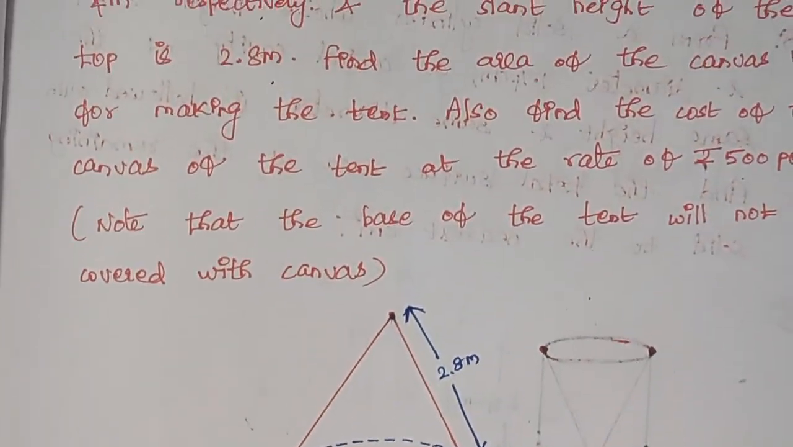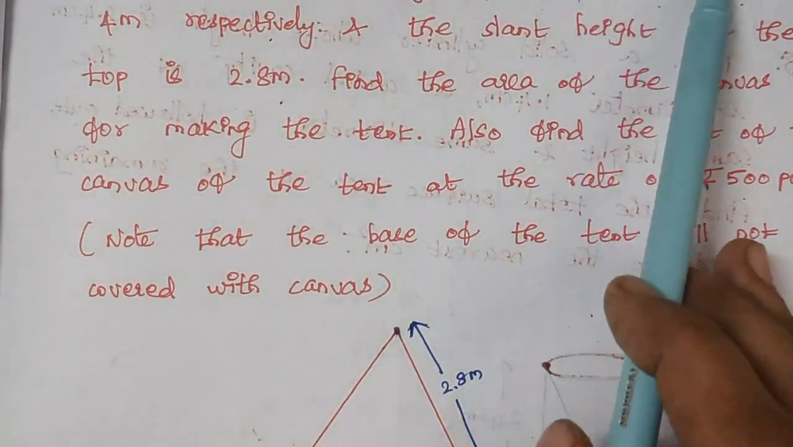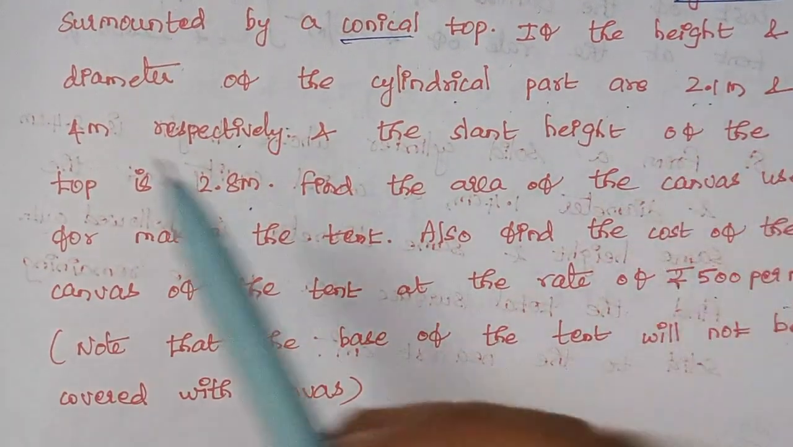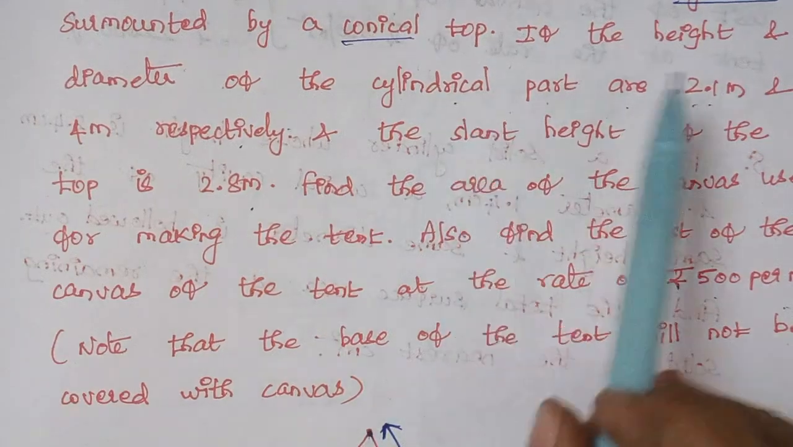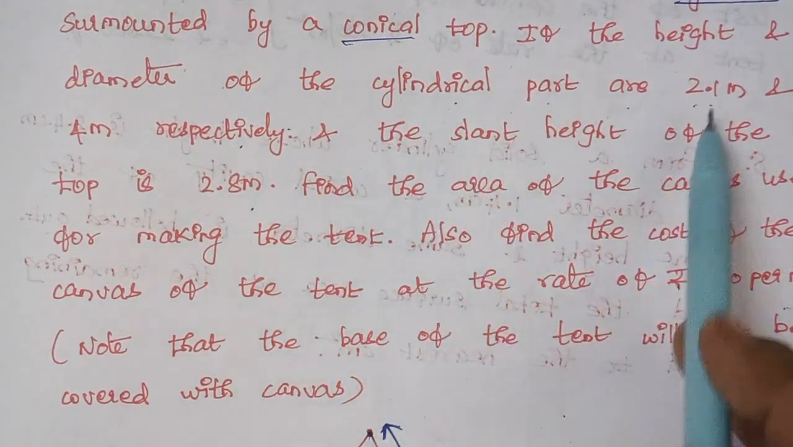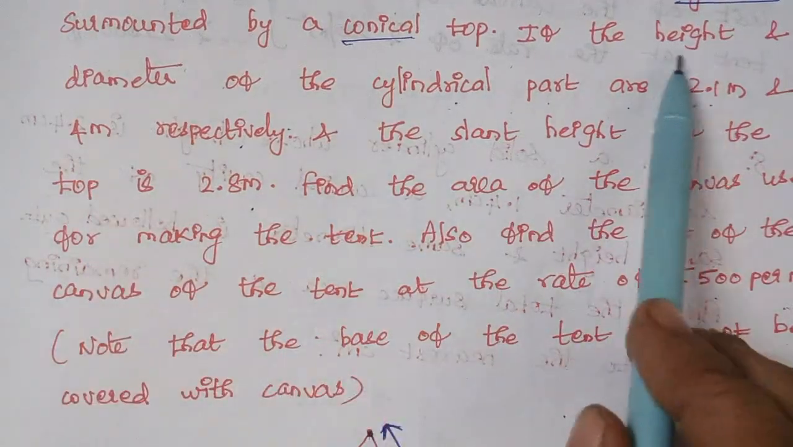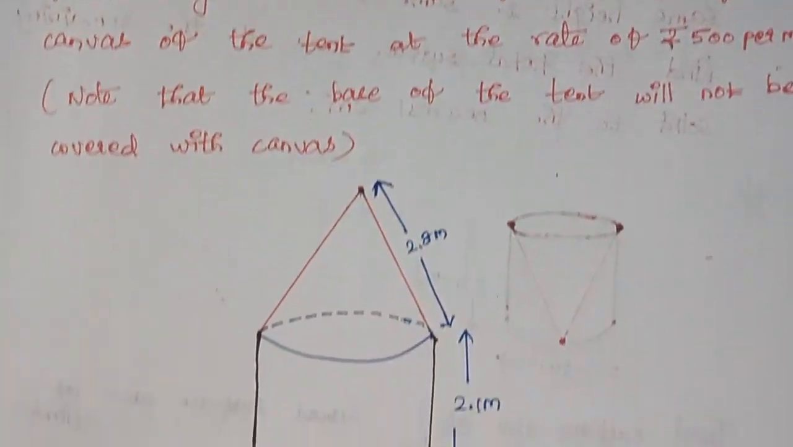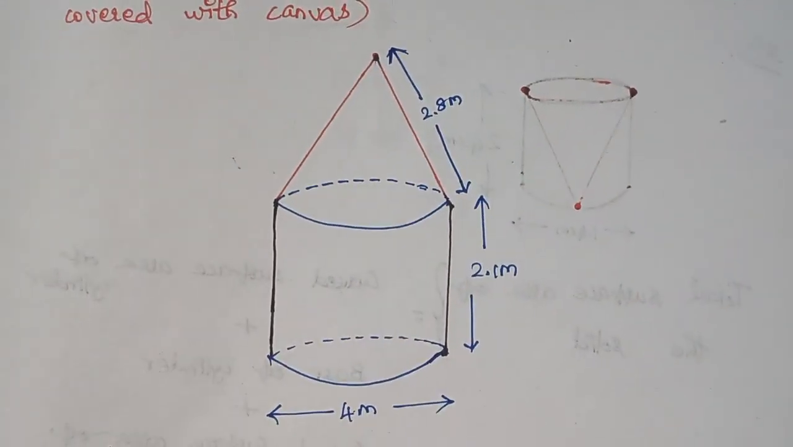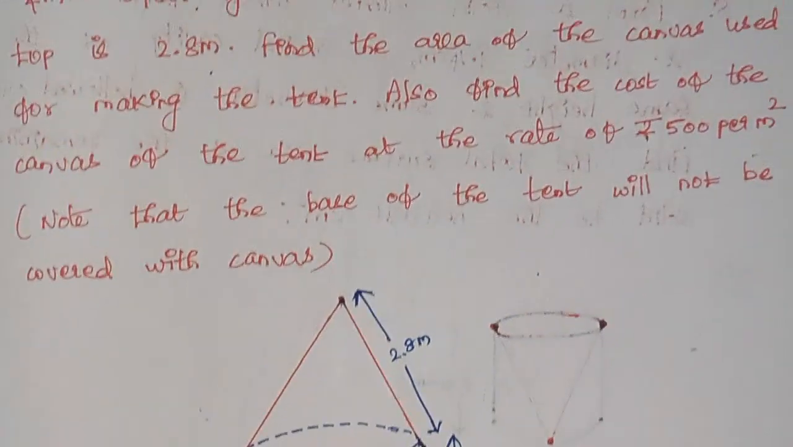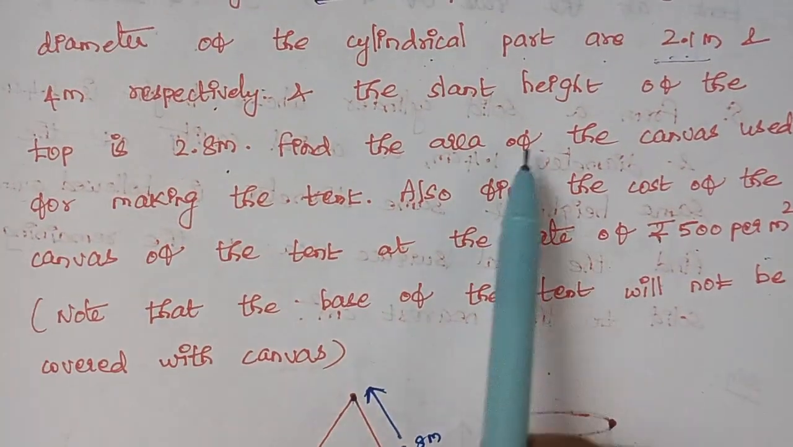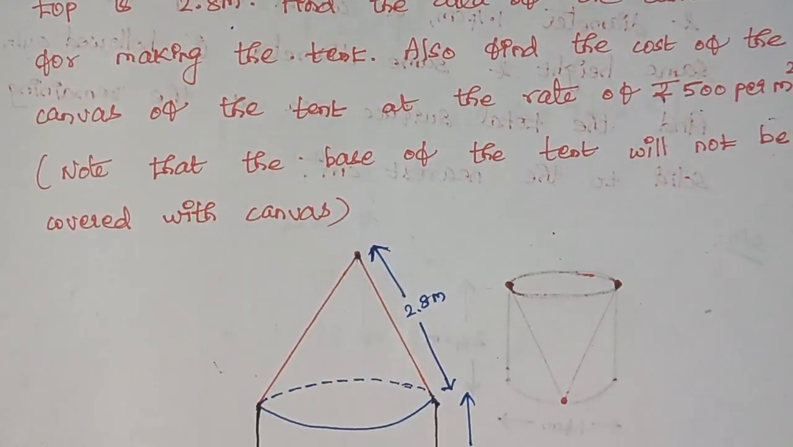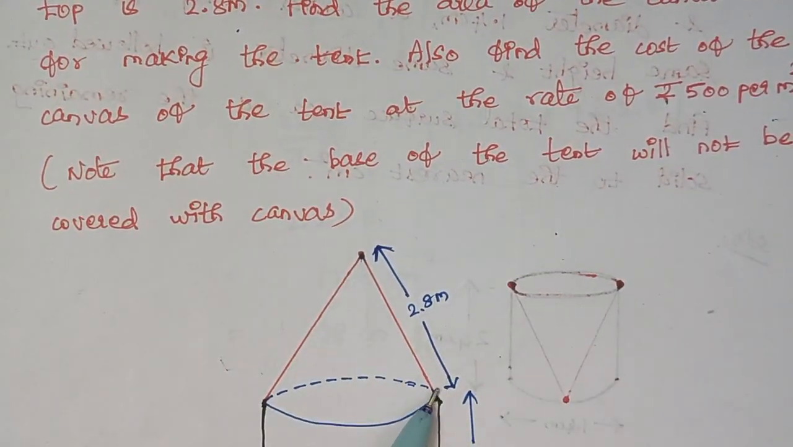Next, the given thing is, write down the parameters. The height and diameter of the cylinder are given, it is 2.1 and 4. So here the height is 2.1 and diameter is 4. Now the next thing is the slant height of the top is 2.8 meter. So here the slant height is also given, it is 2.8.